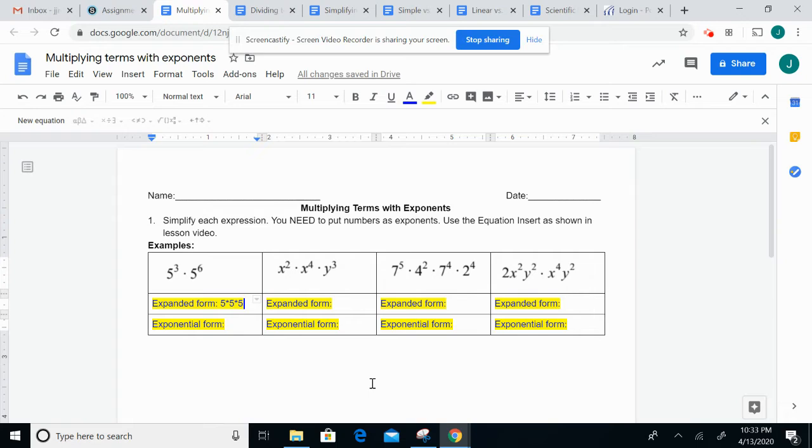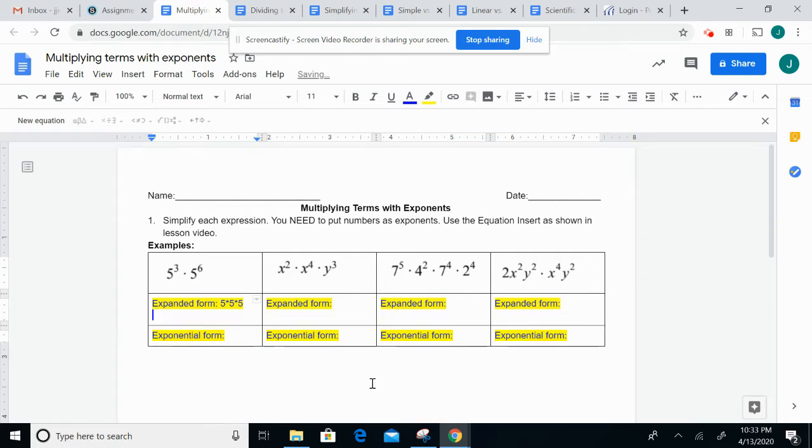Now let's think about 5 to the 6th. How many 5s are being multiplied? There are 6 5s being multiplied. So I'll just hit enter and we'll do 1, 2, 3, 4, 5, 6. Okay, so there are 3 5s and 6 5s being multiplied.